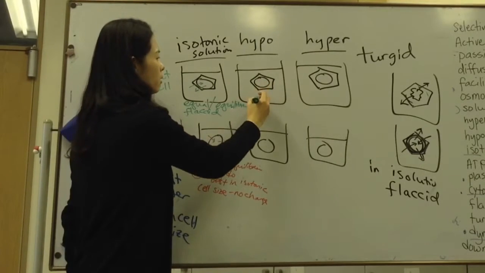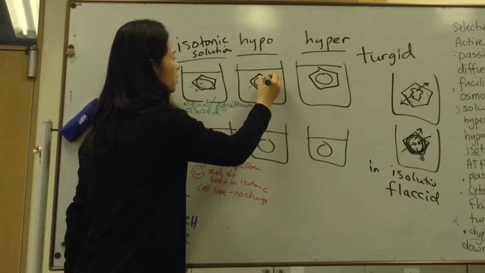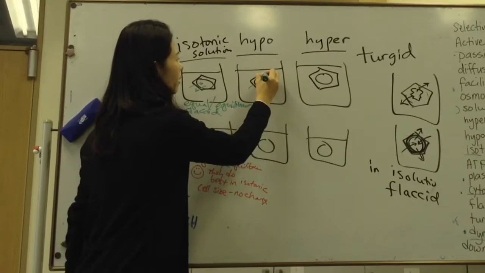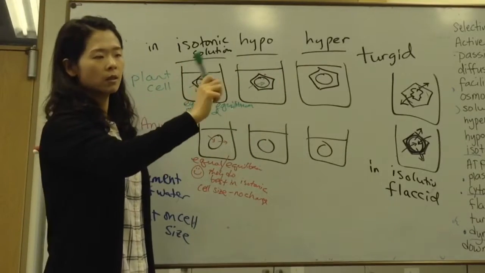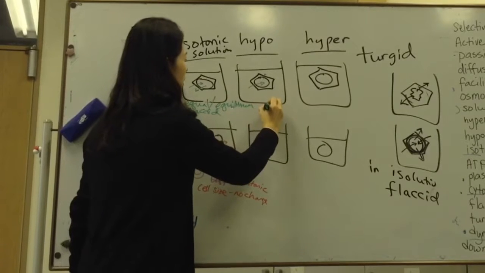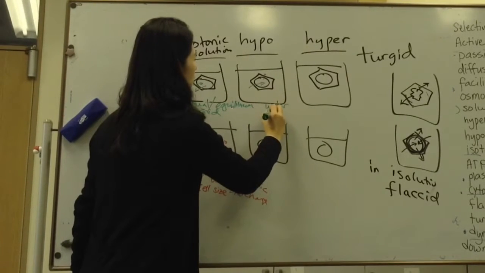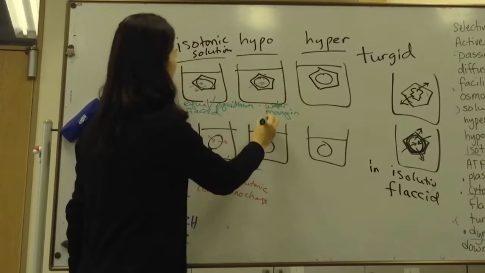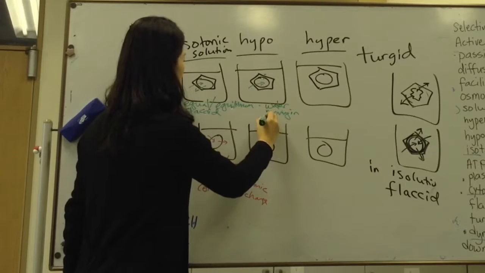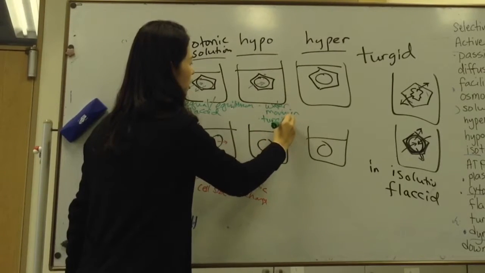Wait, hypo? Into the cell. Yes, hypotonic, so into the cell. Okay, so I'm going to draw a smaller arrow going out and a bigger arrow coming in. That shows water moving in, and the plant cell will become turgid.